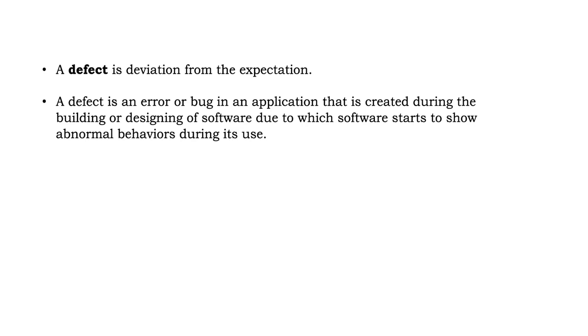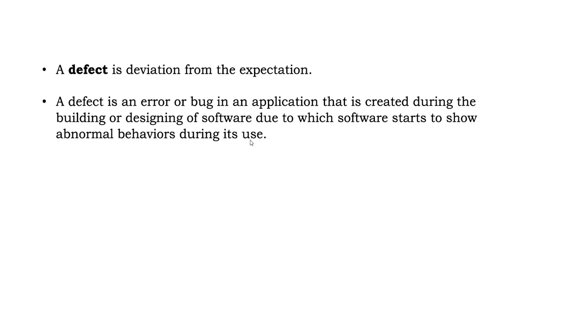A defect is an error or bug in an application that is created during the building or designing of software, due to which software starts to show abnormal behaviors during its use. For example, there is a text box where the requirement says it has to accept characters up to 10 characters, but it is accepting more than 10. So our requirement is not met here. So this implies that it is a defect.